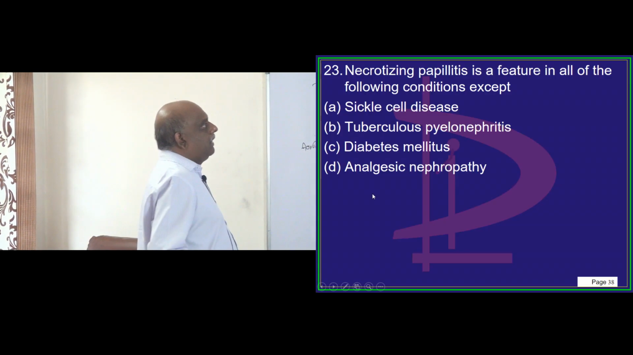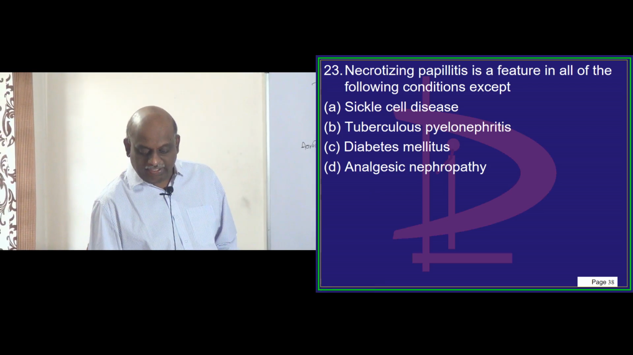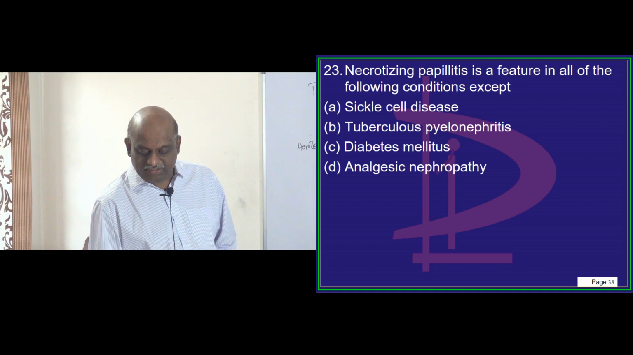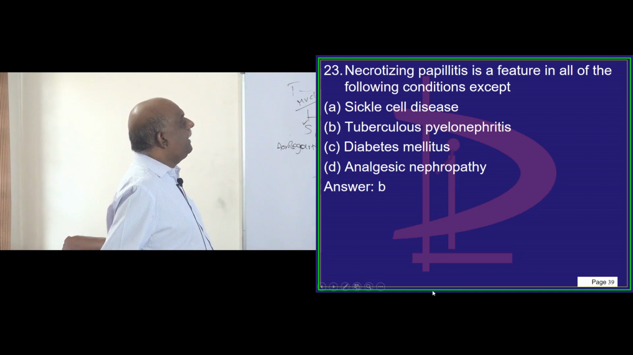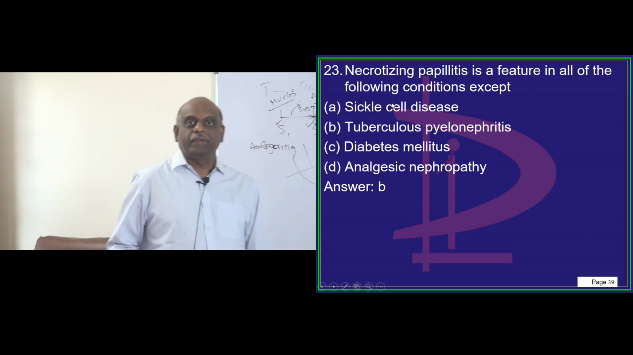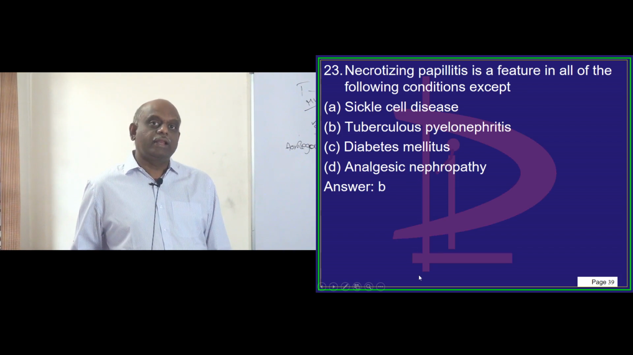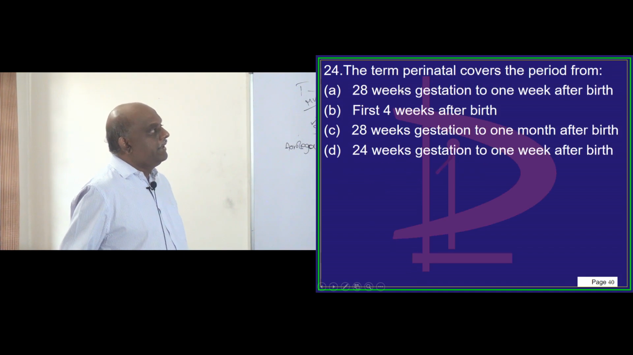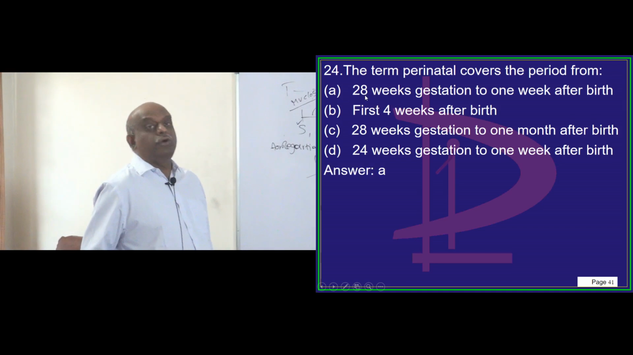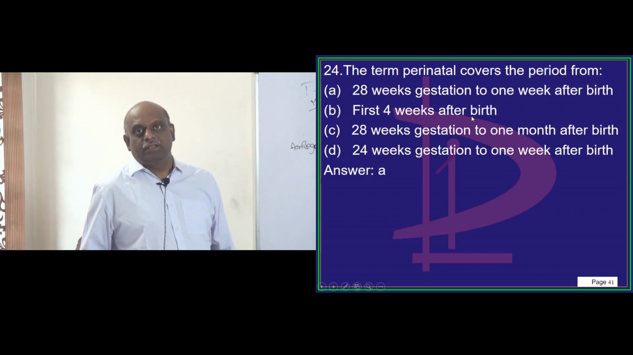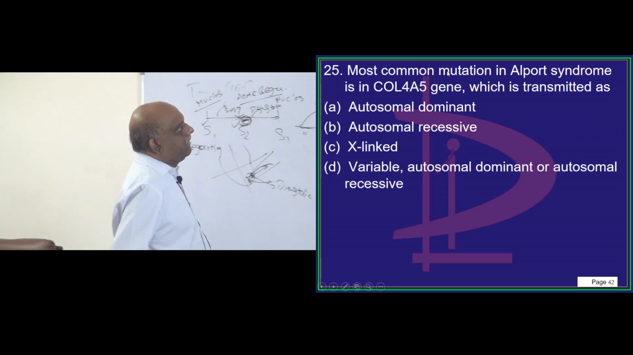Now, necrotizing papillitis. Where do you see necrotizing papillitis? Yes. So, typically sickle cell, diabetes, analgesic nephropathy, they're all the classical underlying causes. Perinatal का मतलब क्या होता है? Perinatal होता है 28 weeks of gestation to 1 week after the birth is what you should remember.